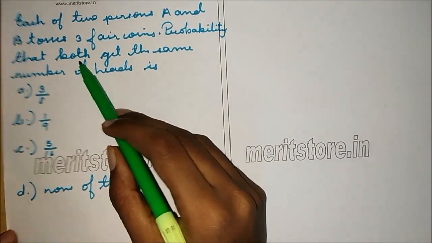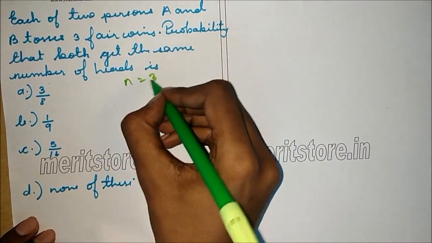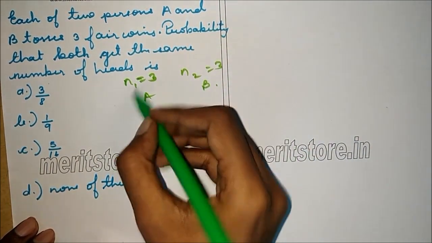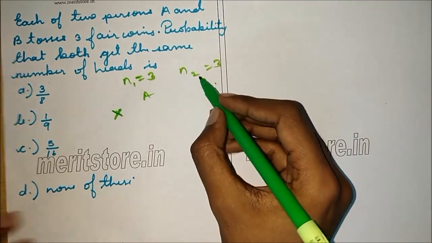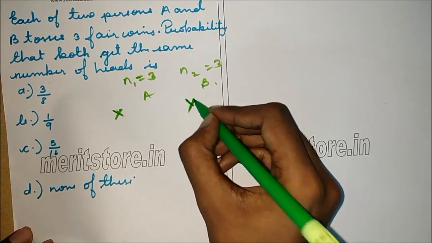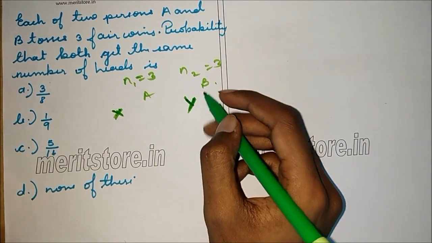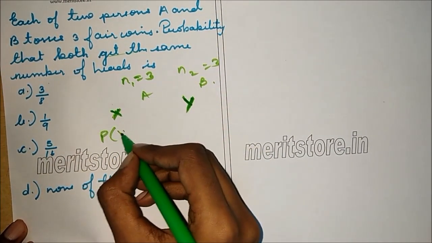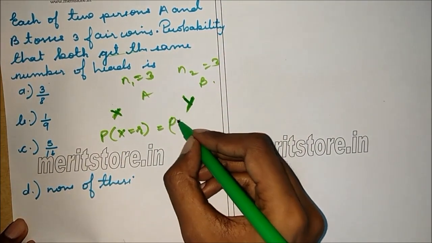Each of two persons A and B toss 3 fair coins. The probability that both get the same number of heads is, so we have n equals 3 for both of them, that is n1 and n2 for person A and person B. Let the probability that A gets a head be x, and the probability that B gets a head be y. So the probability that both get heads at the same time will be P of x equals r, and the probability is the same, so P of x equals r will be equal to P of y equals r.